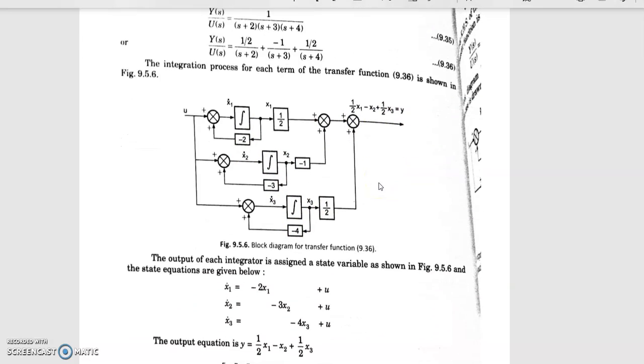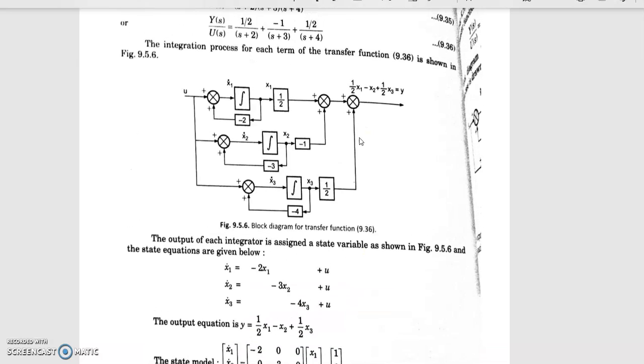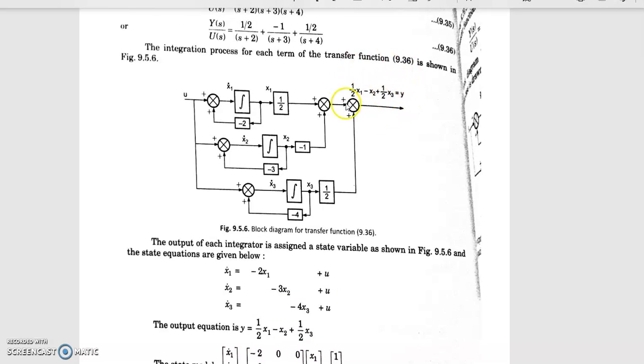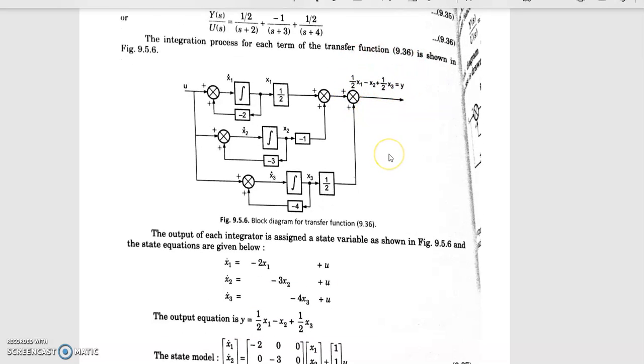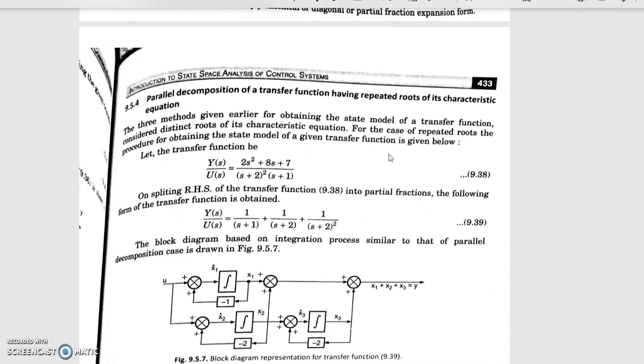So arrange all these things in a matrix form, and we can obtain x dot is equal to Ax plus Bu and y is equal to Cx. C indicated this one, y is equal to Cx can be obtained by this relation. Okay, now the last one is parallel decomposition.